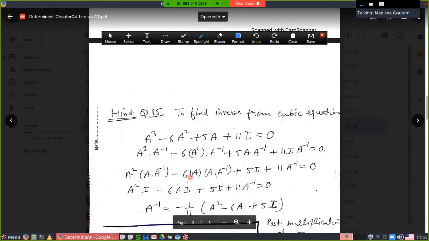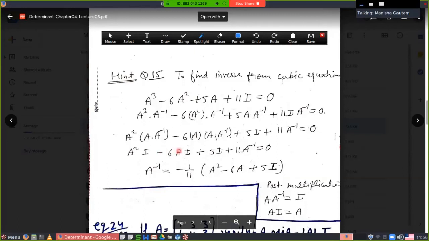Now post-multiplication by A inverse takes place. Each and every term is multiplied by A inverse. Now A cubed can be written as A squared into A, and A squared written as A into A, and A into A inverse equals I, and I into A is equal to A. Here A is A inverse. Now this A into A inverse comes out as I. 6A into A inverse, this is I. Put the property values and you will get 11 times A inverse is equal to minus A squared I plus 6AI minus 5I.